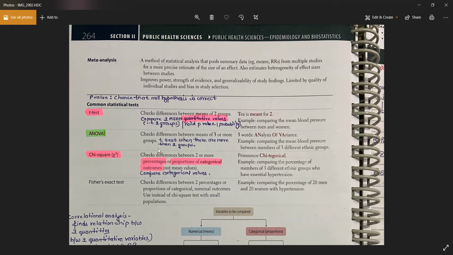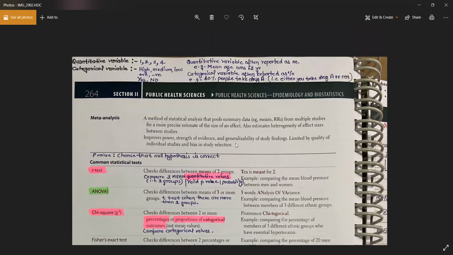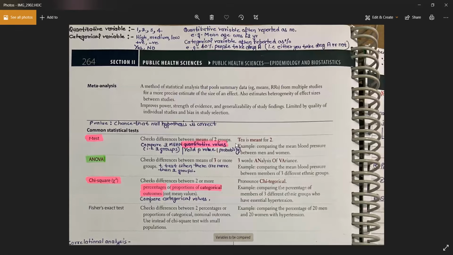No. Okay, now you need to understand the two types of variables. One is the qualitative variable and the second is the quantitative variable. A variable which can be quantified, like weight in kg, height, sample size, or enzyme level, is known as a quantitative variable, like 1, 2, 3, 4. The number which you cannot quantify, for example yes, no, high, low, or the percentage, is known as a categorical value.